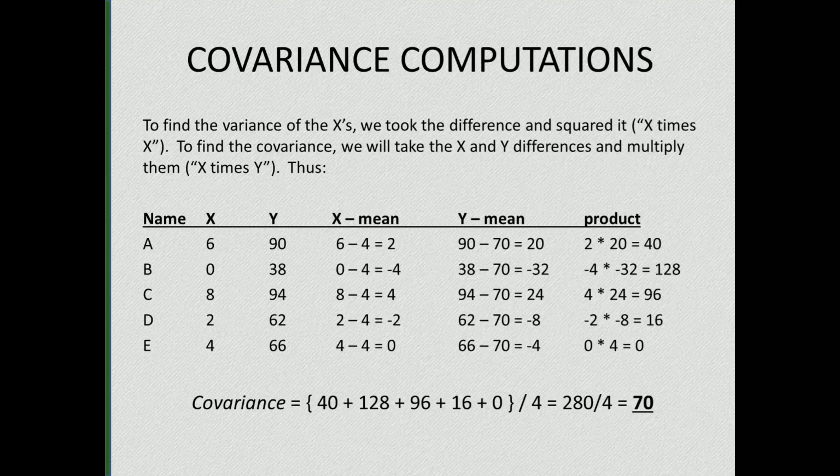Back on a slide with all the data, we're taking the data, subtracting the mean, X times Y, take those products, add them up, divide by n minus 1. Our covariance is 70.